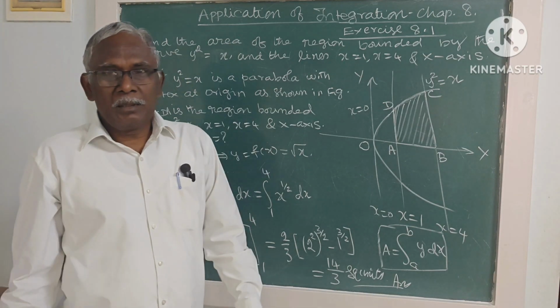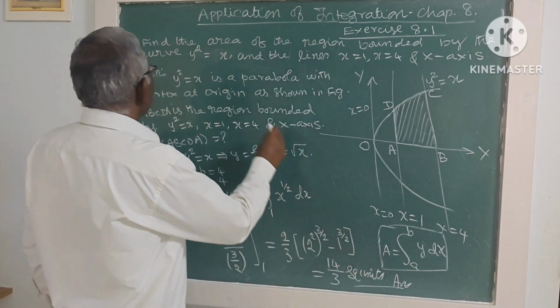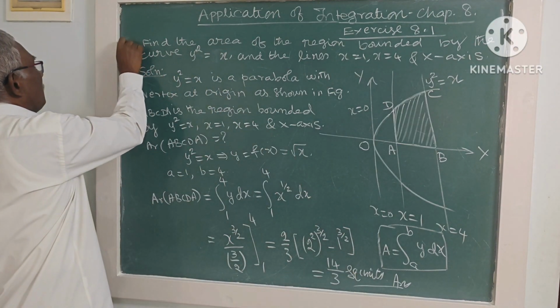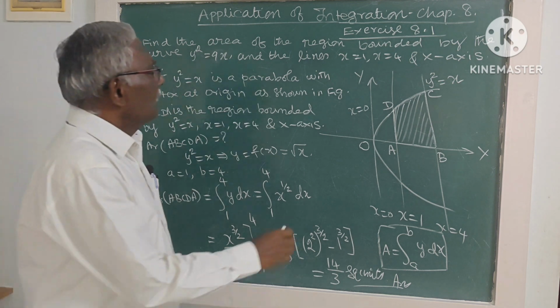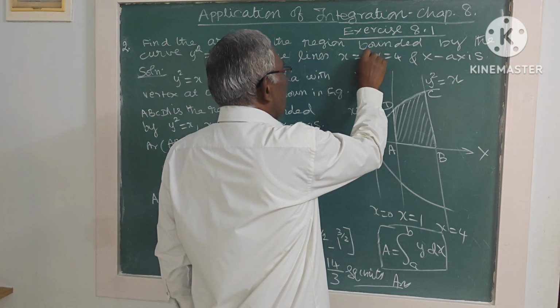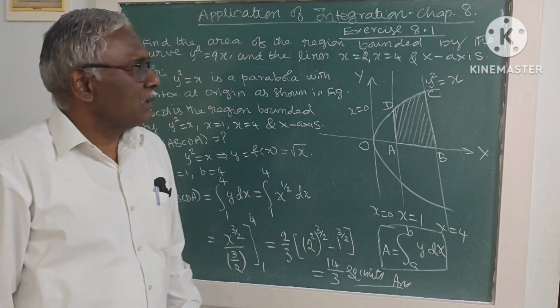Okay, we'll go to the next problem. The next problem is find the area of the region bounded by the curve y square is equal to 9x, on the lines x is 2, x is 4 on the x-axis.